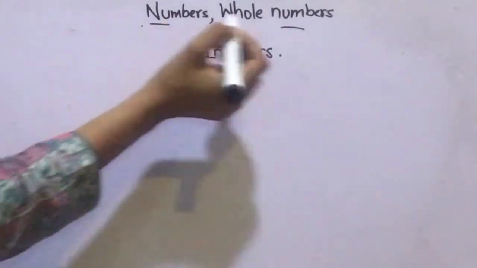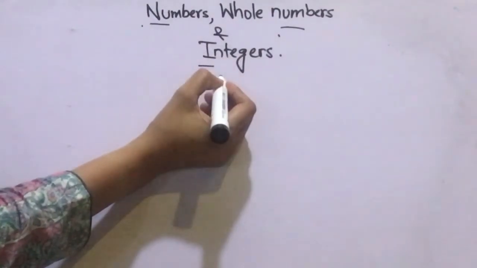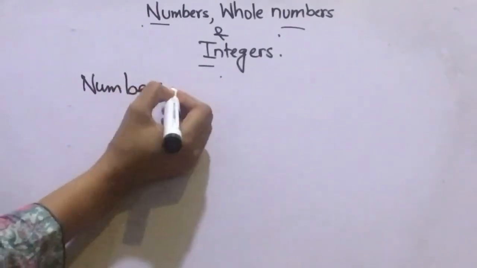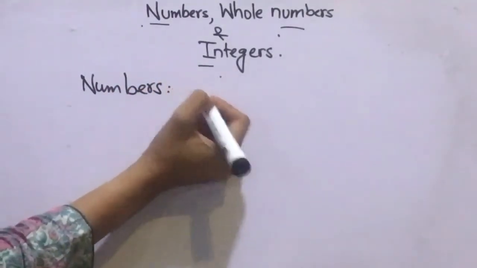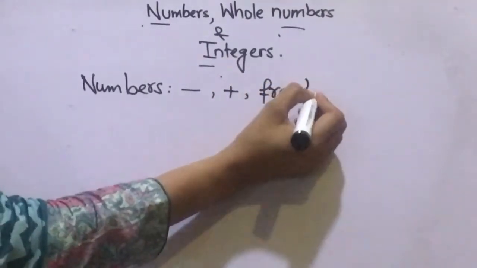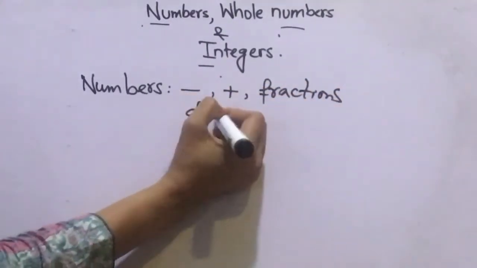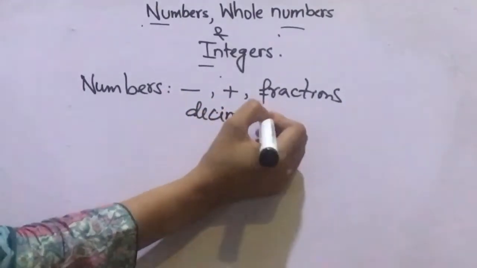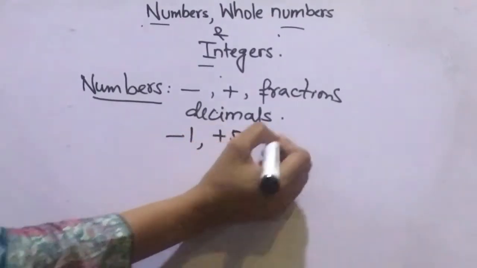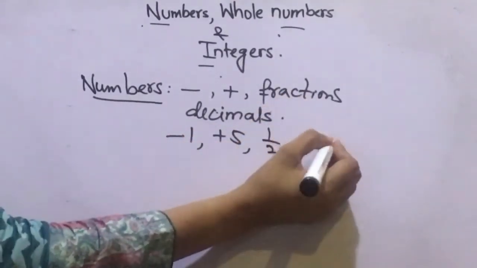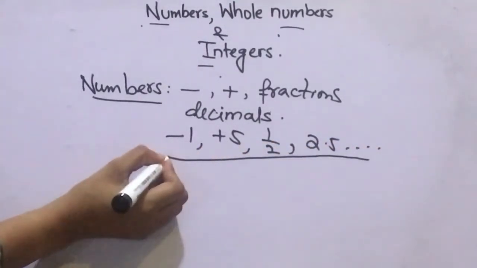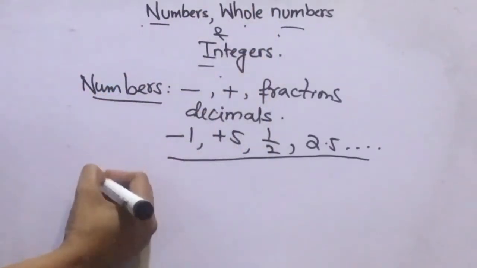What are the numbers, what are the whole numbers and what are the integers? Numbers are all possible counts, meaning negative, positive, fractions, decimals, all are considered numbers like -1, +5, 1/2 and 2.5, and so on. These all are numbers.